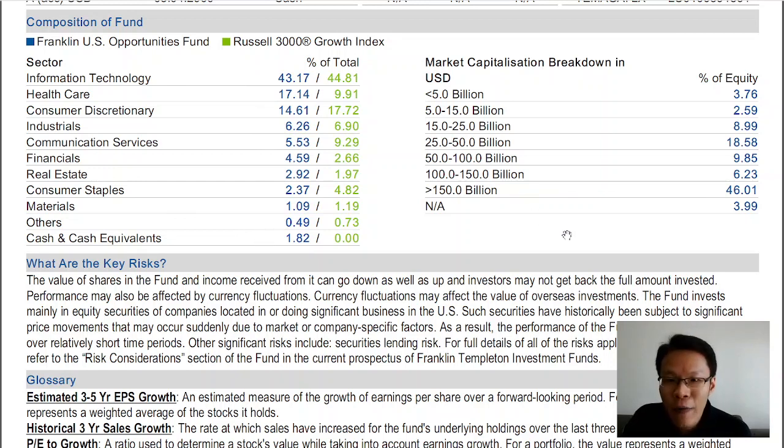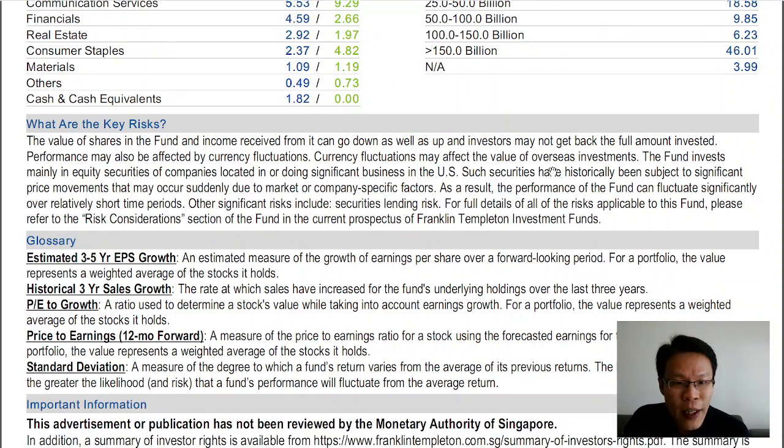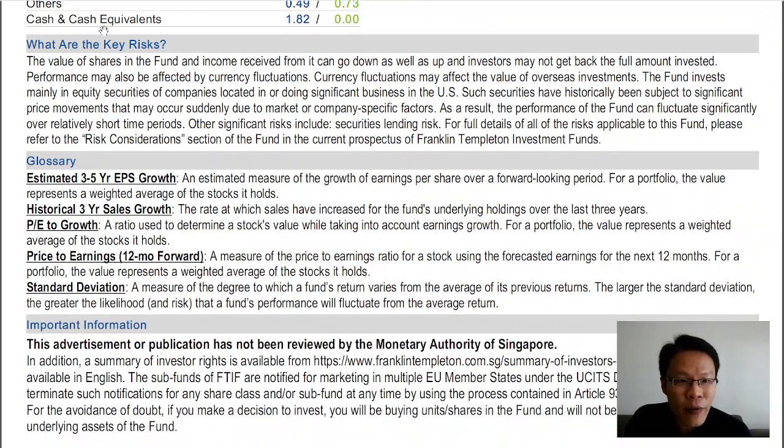On the right itself, you can see the market cap breakdown. The most important information is to see over here itself, 46% of the fund is actually invested in companies that are above 150 billion market cap. So in a nutshell, it means that the companies that they are investing in are huge companies. So let's move along. The key risk of the fund itself, I think you all can read on your own.